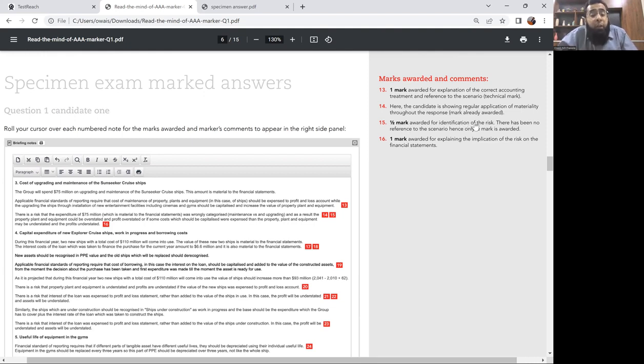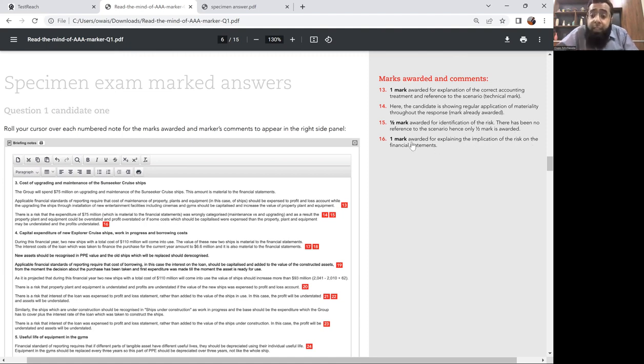Half mark awarded for the identification of the risk. There has been no reference to the scenario and so only half mark is awarded. Like when he's saying maintenance and upgradation, he should have stated that if the cinema cost is expensed out. If he would have related it better, he would have got an additional half. 1 mark for explaining the financial implication of the risk.